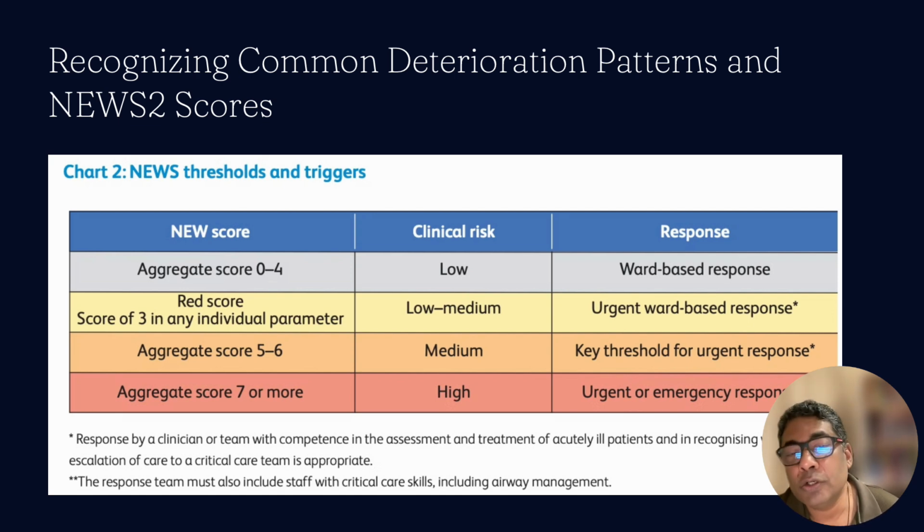So the score is 0 to 4, clinical risk is low, ward-based response is sufficient. If red score of 3 in any individual parameter, urgent ward-based response, and the clinical risk is low to medium. Aggregate score 5 to 6 would be the key threshold for urgent response. The clinical risk becomes medium, and at 5 is where the sepsis screen happens. Aggregate score of 7 or more, it's high, urgent or emergency response. And that's where most of the hospitals have the rapid response team or the acute care team call-outs happening. Okay, let's go for the next one.